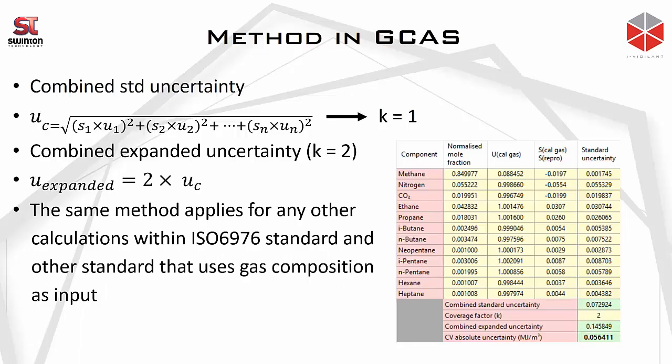This same exact method can be applied to any other standard, any other calculation, even in the ISO 6976 standard itself, such as the standard density, or we can apply this method to the AGA 8 method. Therefore, we can calculate the uncertainty of every single calculation result from any calculation standard.